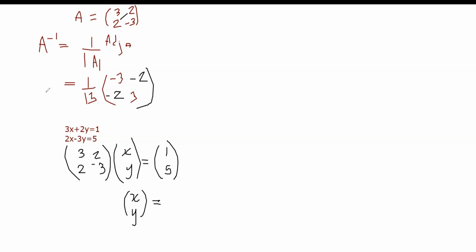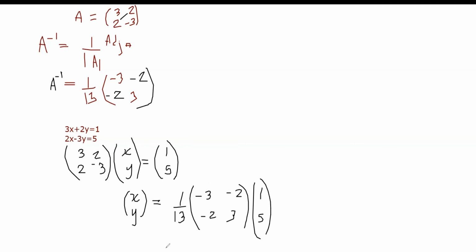This is A inverse up here. It's going to be equal to A inverse times the matrix B, the result matrix. So xy is going to be equal to 1 over 13 times the adjoint, which was -3, -2, -2, 3. And then this is multiplied by the result matrix of 1, 5.